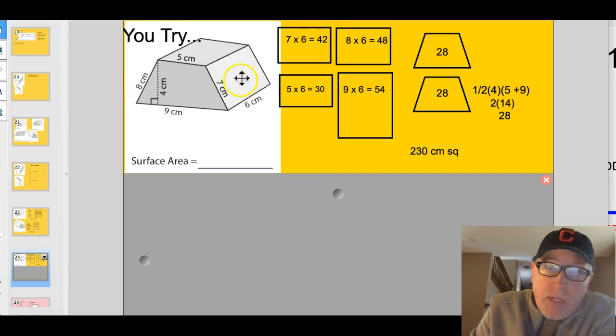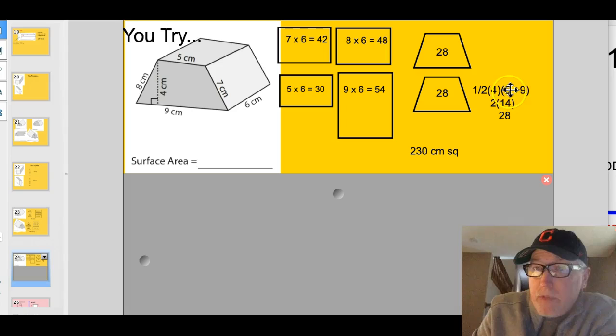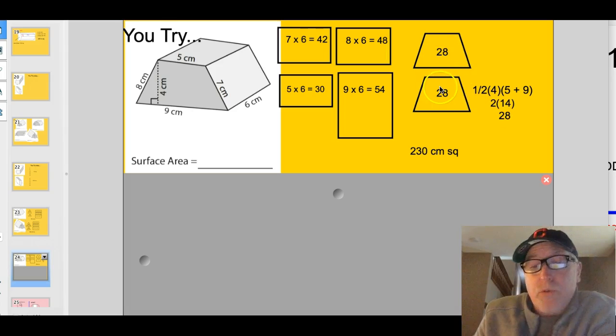So I had, just starting with the 2 trapezoids here, you've got a trapezoid that has a base of 4, or sorry, a height of 4, and bases of 9 and 5. So here it is, it's 1/2 the 4 times the base plus the base. So 1/2 of the 4 is 2, 5 plus 9 is 14. 2 times 14 is 28. So you got 28 for the 2 trapezoids. Again, here's that formula. 1/2 the height times the base plus the base.